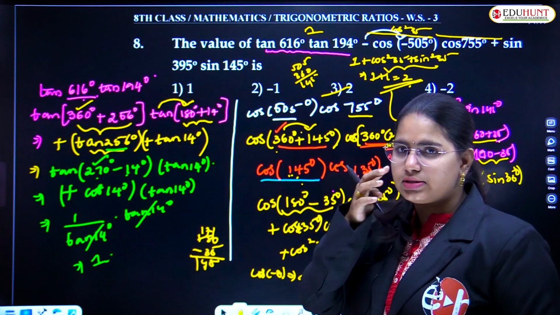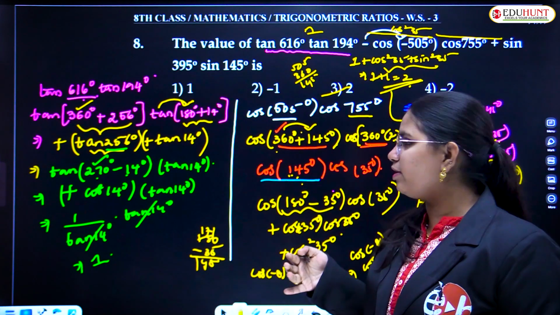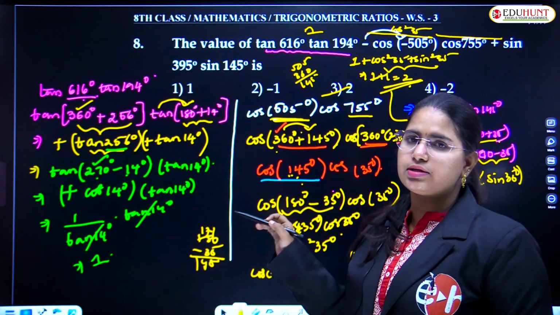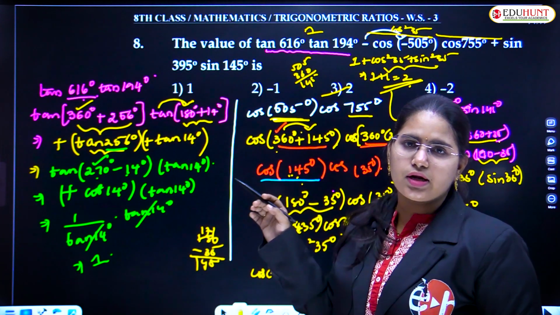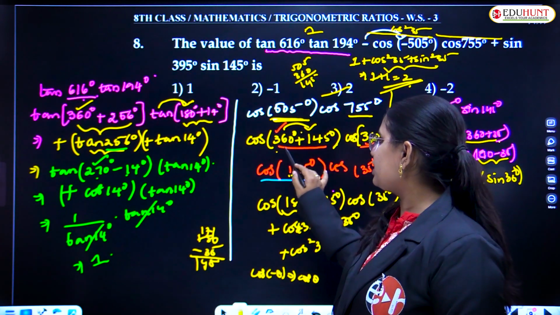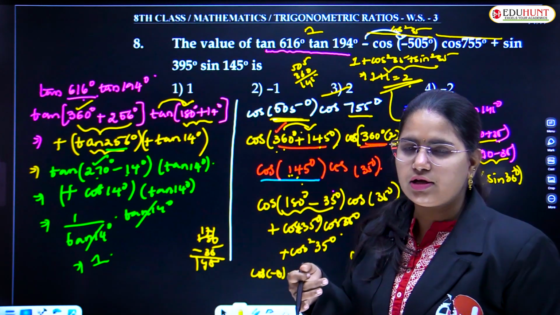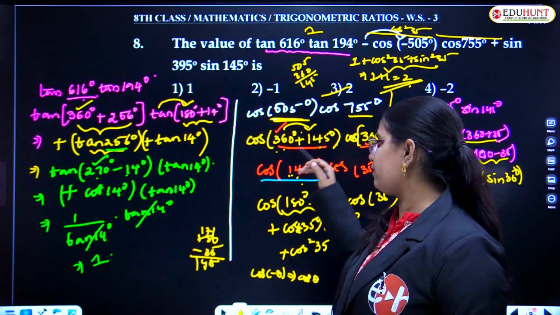Here 505 is not a familiar angle for us. With the help of allied angles, as usual, I have considered 360 as the closer allied angle to 505. So how much do we need to add to 360? We need to add 145, yes or no? You need to add 145.